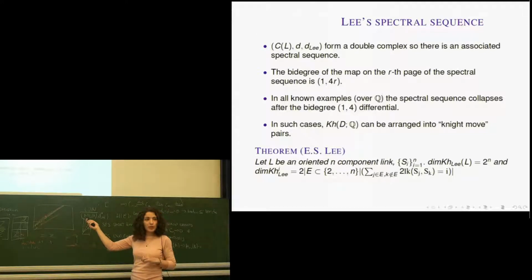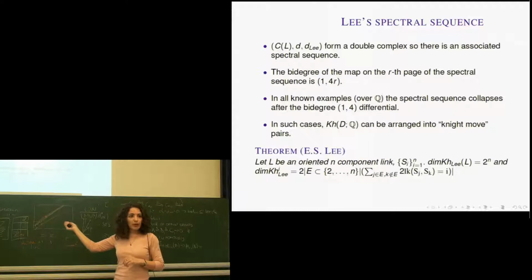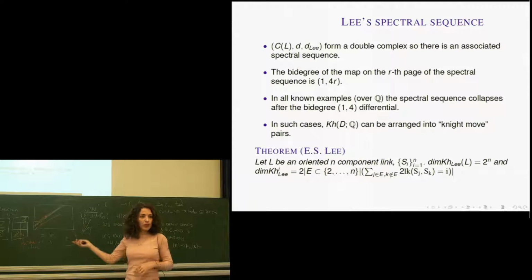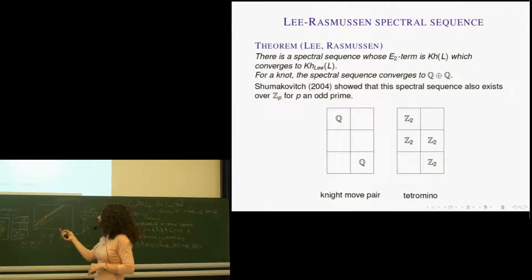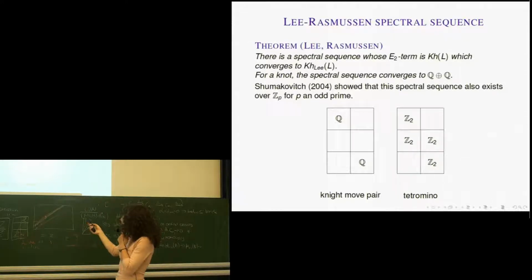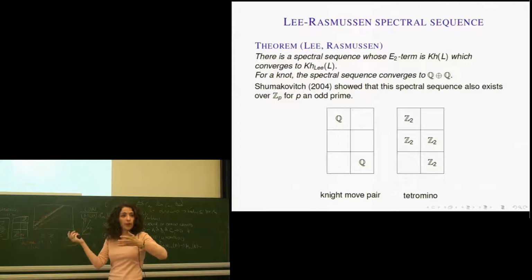This is a result of Lee. So it's a very subtle way in which linking numbers contribute between different components, but it may be useful. And then there's again a later result by Rasmussen that there is a spectral sequence whose E2 term is Khovanov homology, and then it converges to the Lee homology. And for a knot, what you're going to get is those 2 copies of Q, because all the other pieces are paired and killed off. And the only thing that remains is these 2 Z's stacked by one or the other.